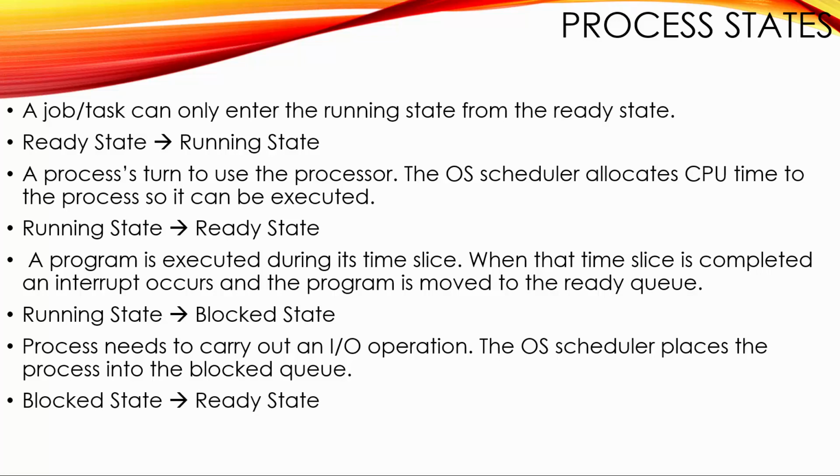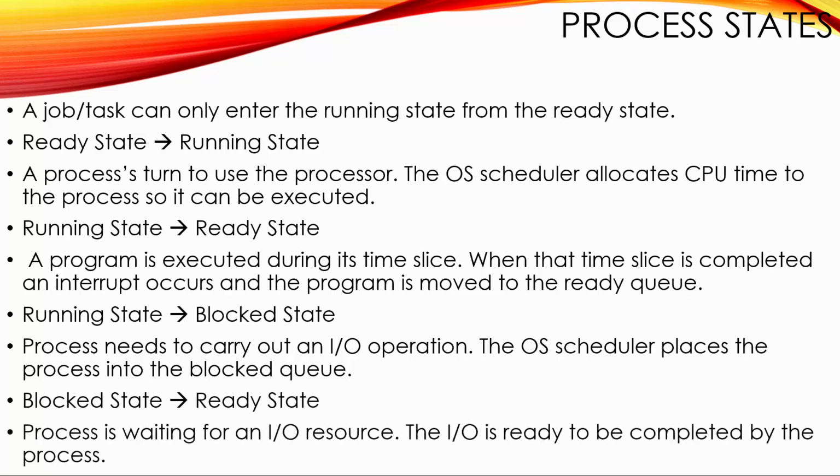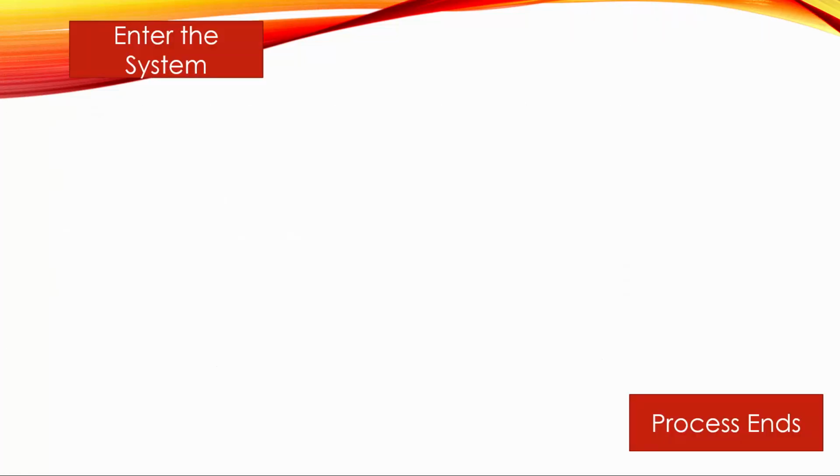When you're in the blocked state, you can go back to the ready state. The process is waiting for that input-output. When the input-output is ready to be completed by the process, we can go back to the ready state. You cannot go from blocked to running. Now I have a diagram that will make this a lot easier to understand.